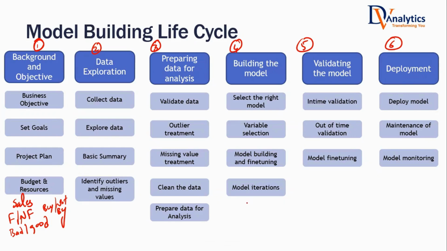What really happens is around 60%, in fact 60 to 70% of the time, let's say if you are spending 100 days on a project, roughly the first 2 months, 60 days, you will be spending only on 2 phases. 2 phases constitute almost 60 to 70% of the time. Can you make a guess? What are those 2 phases? Sir, exploration and data cleaning. Data exploration and data cleaning, preparing data for analysis.